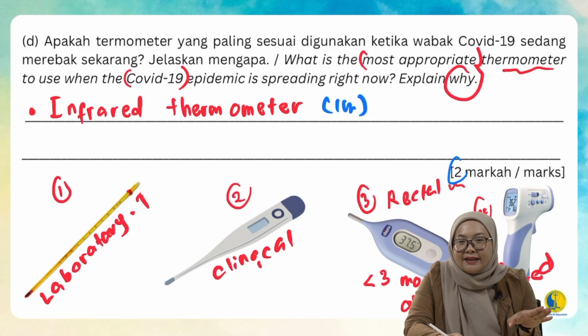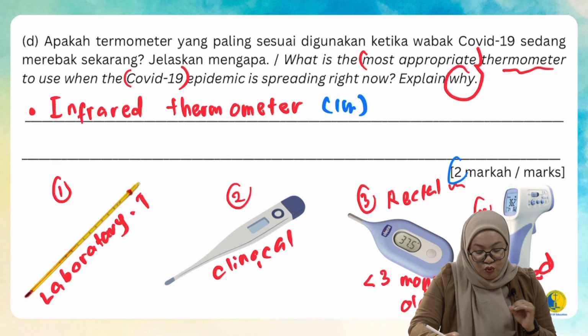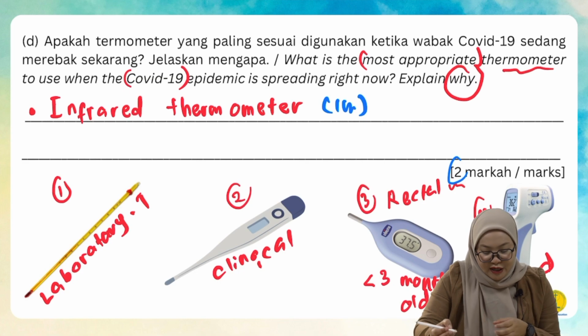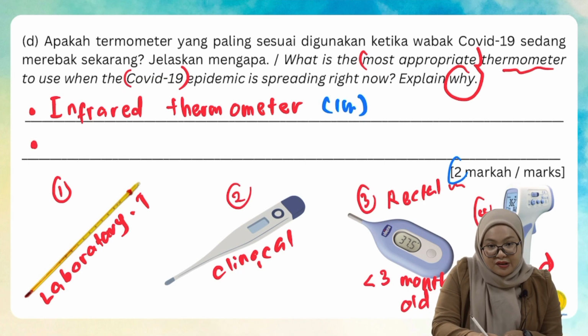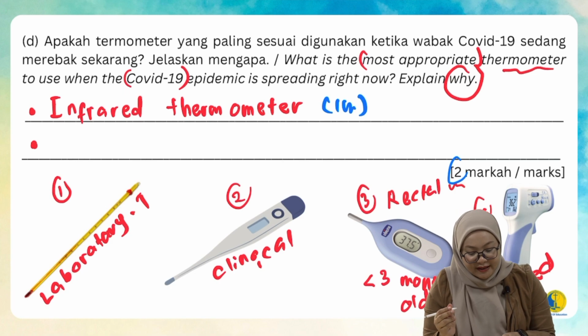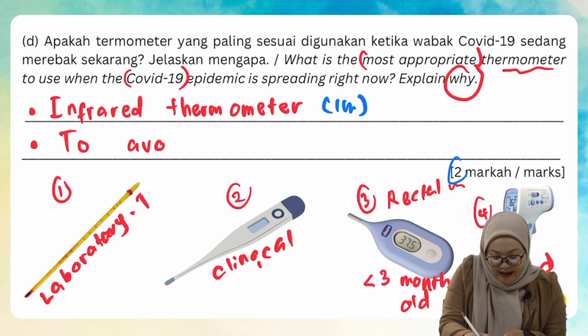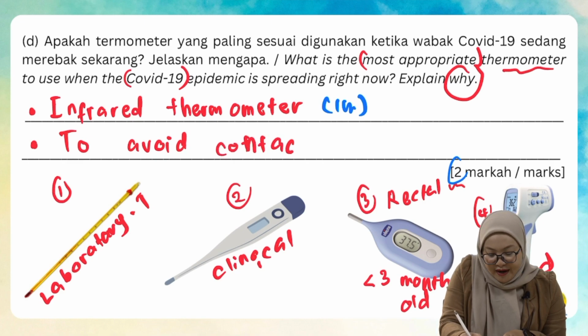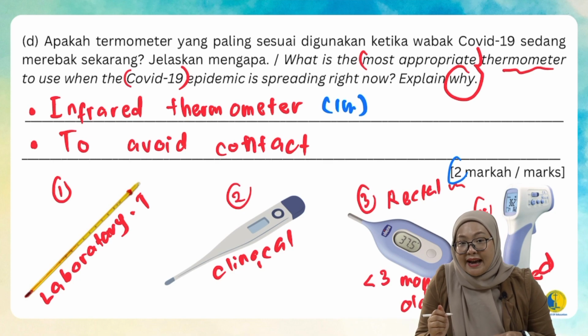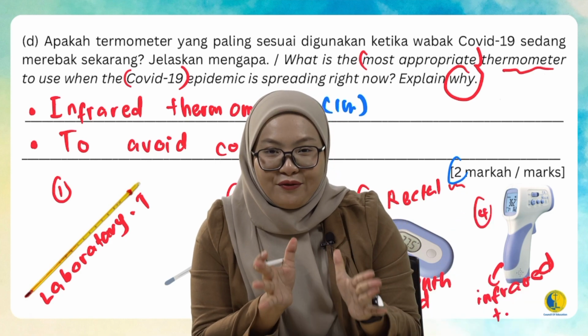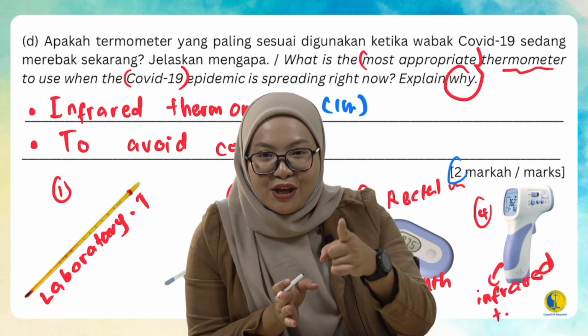This is the second question actually, guys. Why? Why do we use this infrared thermometer? Okay, so we use this infrared thermometer. The reason is to avoid contact, in order to make sure that we don't spread the COVID-19 virus. So this is the first answering technique for you.